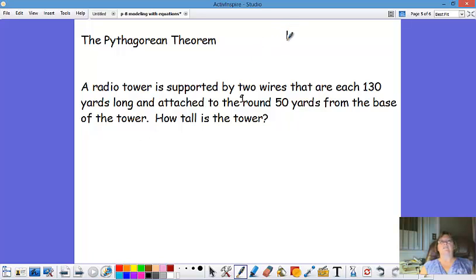So we have a radio tower, and I am not the world's best drawer, but there it is. It's supported, it says, by 2 wires. So there's one, and there's one, that are each 130 yards long, so that's 130 yards, as is that, and attached to the ground 50 yards from the base. So a 50 belongs here, and a 50 belongs here. Good. Our tower's in the middle. The question is, how tall is the tower?